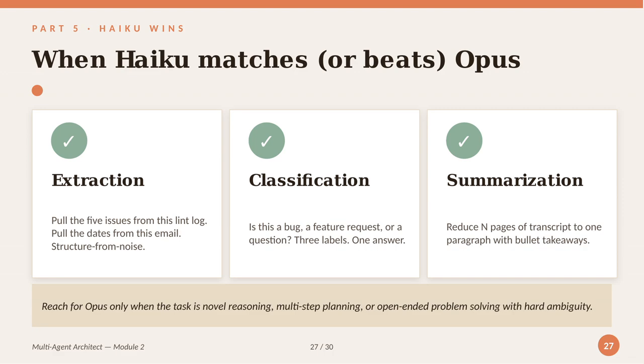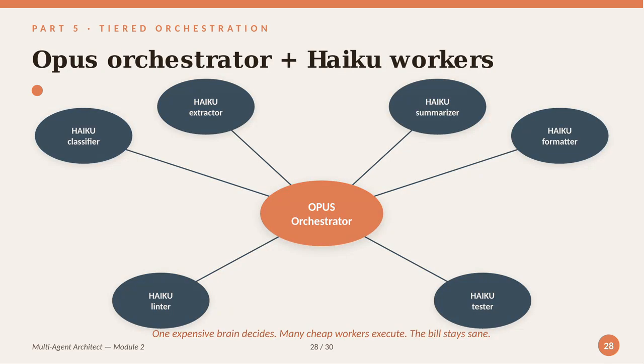Classification. Is this ticket a bug, a feature request, or a question? 3 labels, 1 answer. Sentiment, severity, category. When the output is a small enum, Haiku is enough. Summarization. The pattern that ties this whole module together is called tiered orchestration.